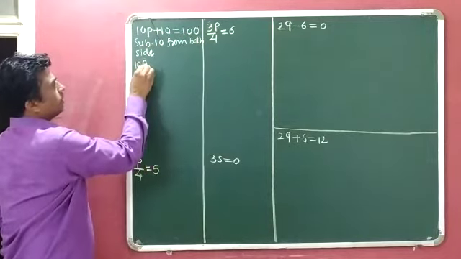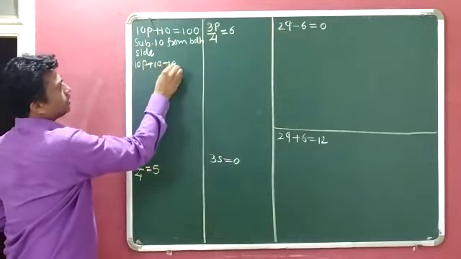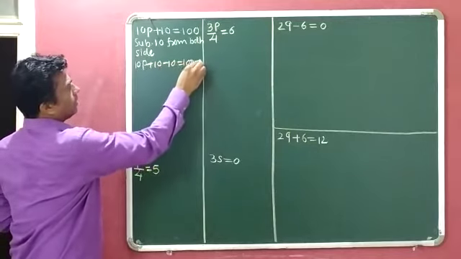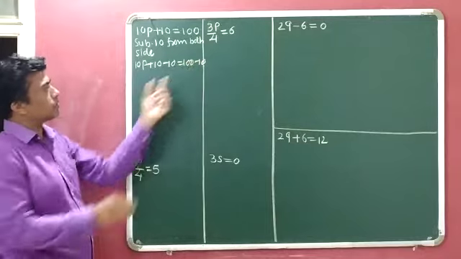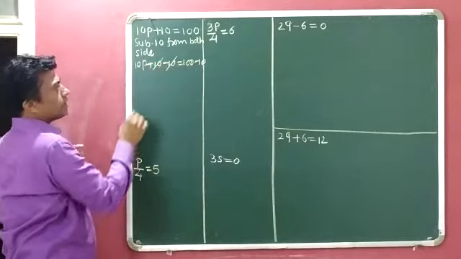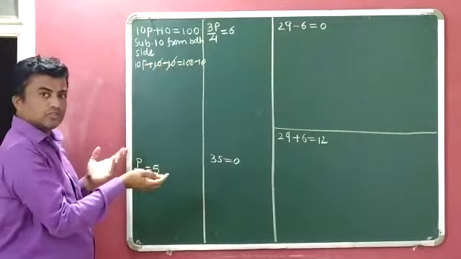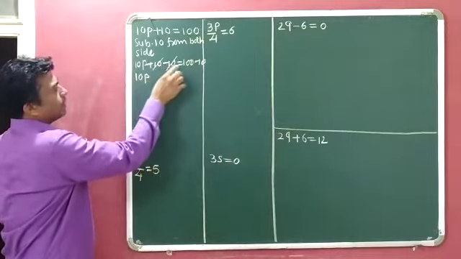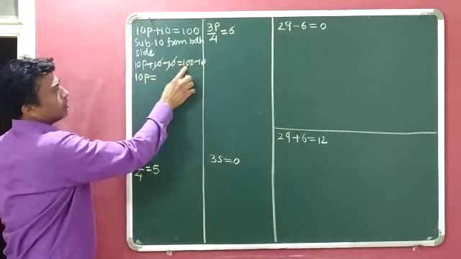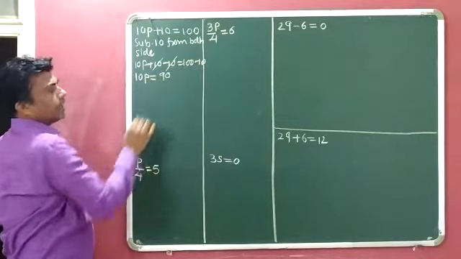So 10p plus 10 minus 10 is equal to 100 minus 10. I subtracted this 10 on this side and on this side also. The 10 and 10 cancel, 10 minus 10 is 0. So on this side only 10p is left, which is equal to 100 minus 10, that is 90.